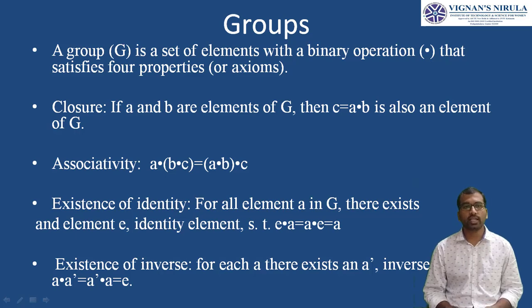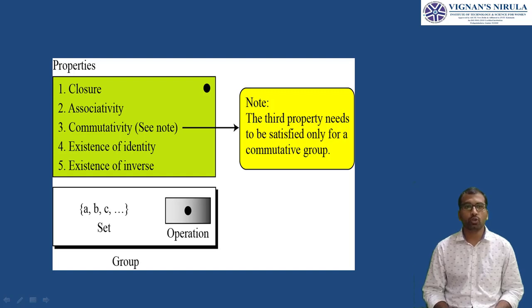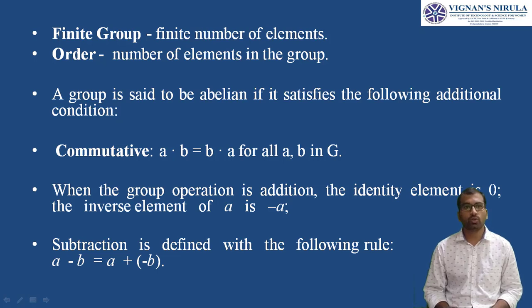The next one is existence of inverse. For each A, there exists an A inverse, such that A dot A inverse equals A inverse dot A, which is equal to E. So you can see the properties: closure, associativity, commutativity, existence of identity, and existence of inverse. If a group has a finite number of elements, it is referred to as a finite group, and the order of the group is equal to the number of elements in that group. Otherwise, the group is an infinite group.